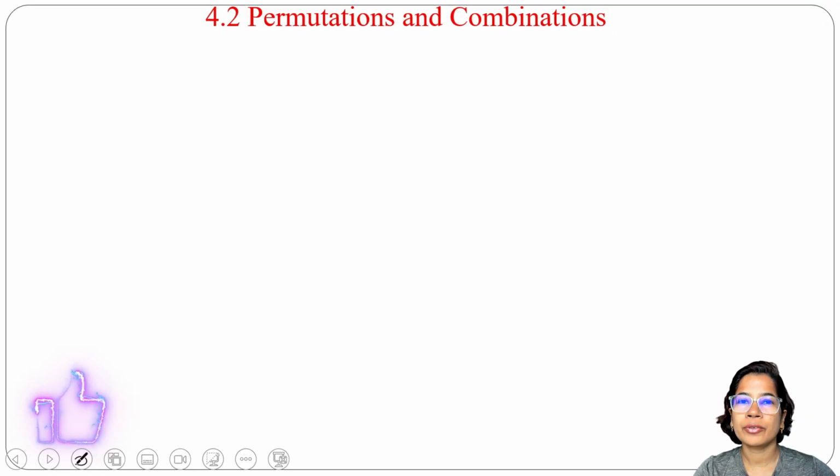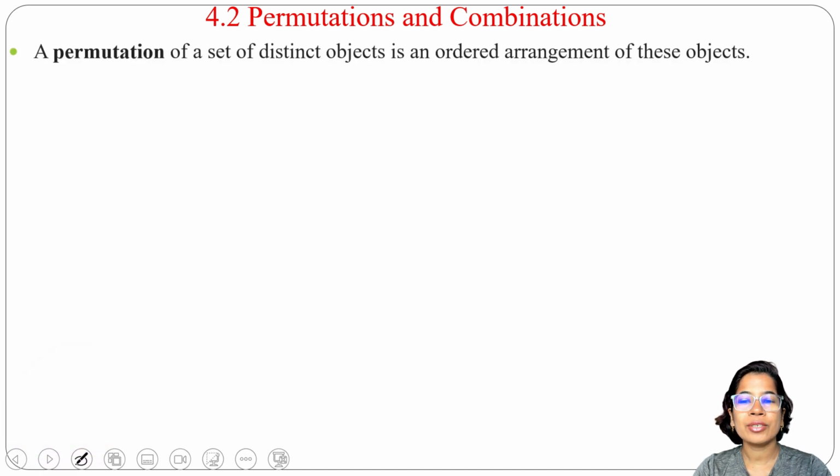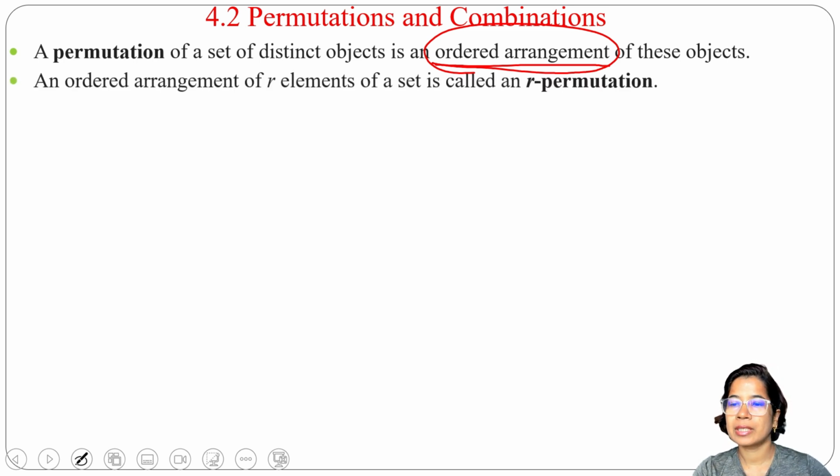We already discussed the product rule and sum rule. Next I will discuss permutations. A permutation of a set of distinct objects is an ordered arrangement of these objects. So just remember the word: it's an ordered arrangement of the objects. We should arrange them in a sequence. An ordered arrangement of r elements is called an r-permutation.